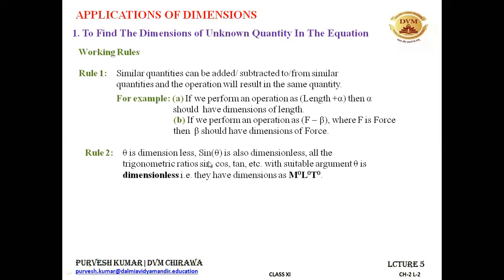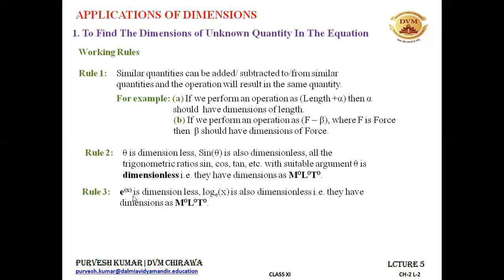So the dimension of whatever quantity is inside the brackets of sine will be M0 L0 T0. If I write in place of theta, alpha t square v r, whatever the quantity inside it, it must have the dimension M0 L0 T0. Collectively, that quantity must be dimensionless. Also, if e to the power x is given, then x has to be dimensionless. Exponential function is dimensionless. Log function is also dimensionless. That is, they have dimension M0 L0 T0.